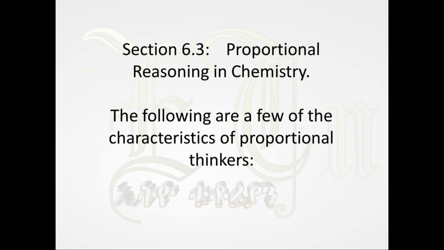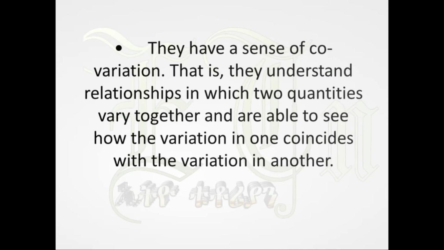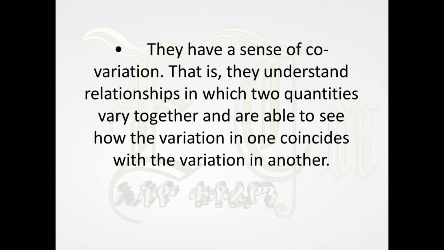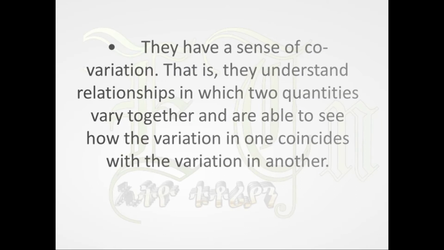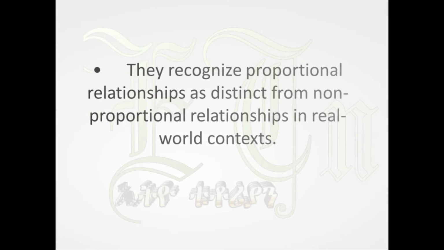Section 6.3. Proportional reasoning and chemistry. The following are a few of the characteristics of proportional thinkers. They have a sense of covariation, that is, they understand relationships in which two quantities vary together, and are able to see how the variation in one coincides with the variation in another. They recognize proportional relationships as distinct from non-proportional relationships in real-world contexts.